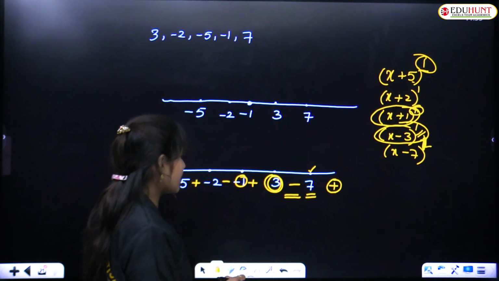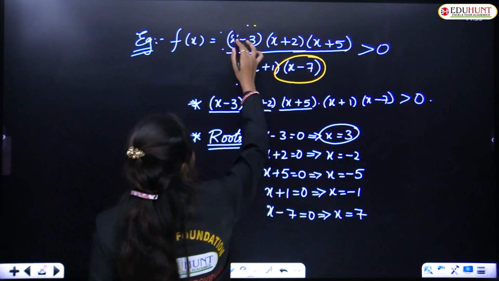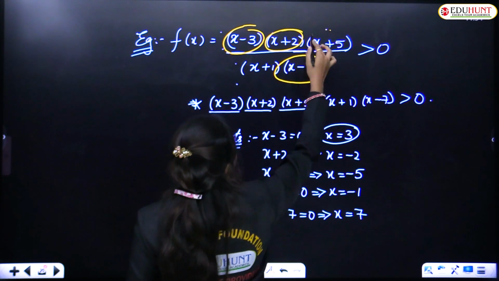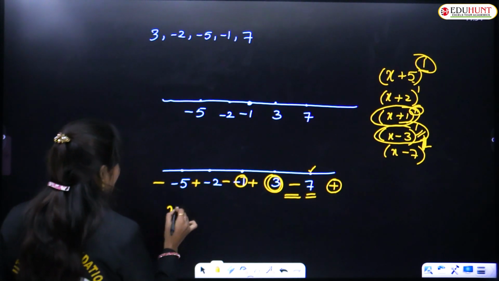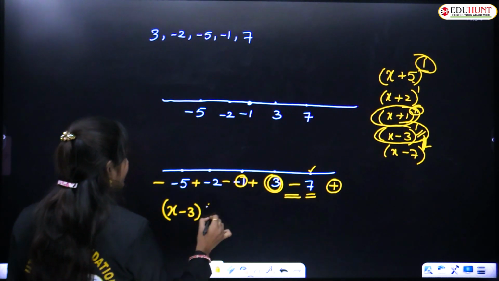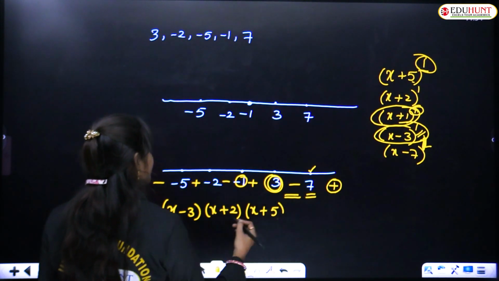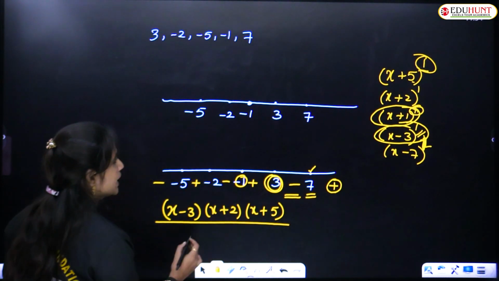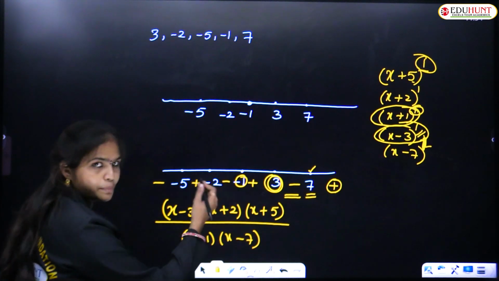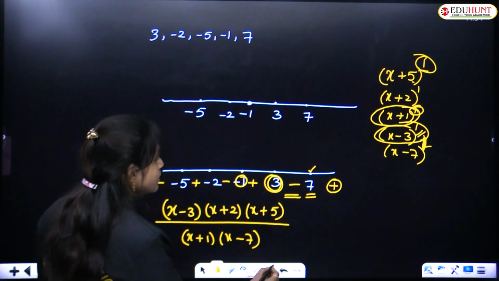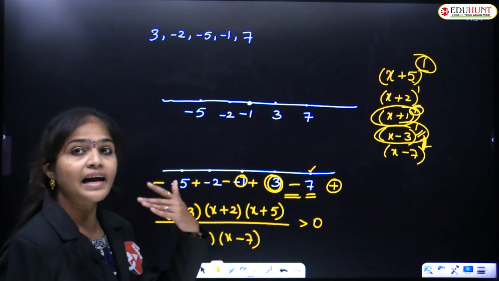Here the exponent is 1. Now what are they asking? So here the question is x minus 3, x plus 2, x plus 5, that is x minus 3 into x plus 2 into x plus 5, that is p of x, whole by x plus 1 into x minus 7. The previous question I have written again here. So here the condition is greater than 0.